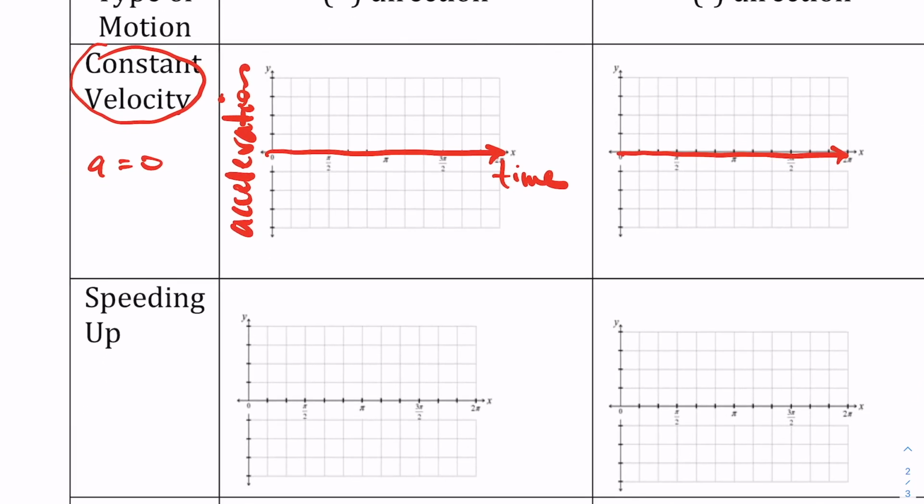If you're speeding up, your velocity now is changing. And if you're speeding up in the positive direction, then your velocity is getting increasingly positive. And if your velocity is getting increasingly positive, then let me just show you a little v versus t graph. So here's velocity versus time. Speeding up in the positive direction would mean that you're going like this.